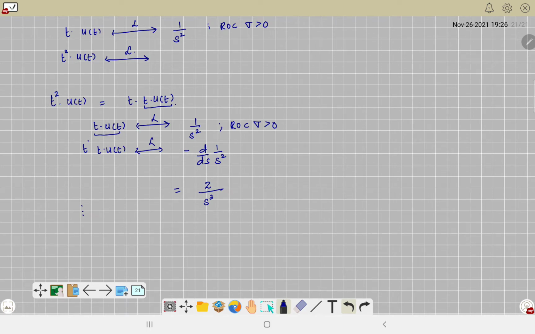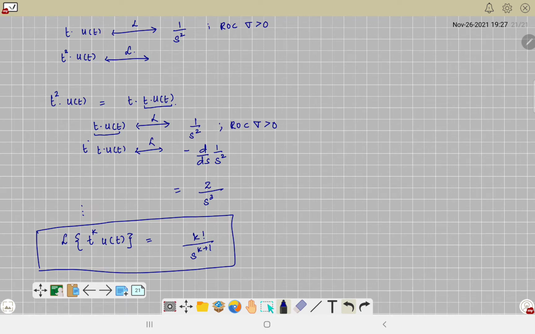Similarly, you can continue and we can come up with a generalization that the Laplace transform of t raised power k u of t will be equivalent to k factorial divided by s raised power k plus 1 as a general expression. Like here, k has a value of 2, so if I put k equal to 2, that will be t square u of t. It will be 2 factorial divided by s cube, which is 2 upon s cube. Fine.